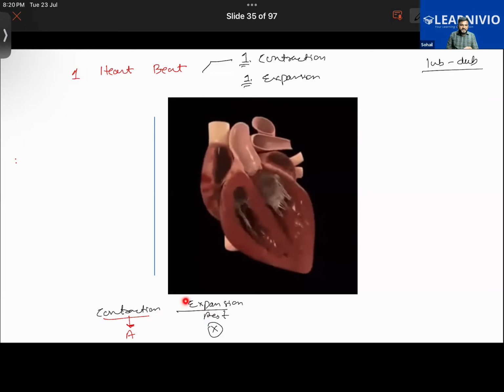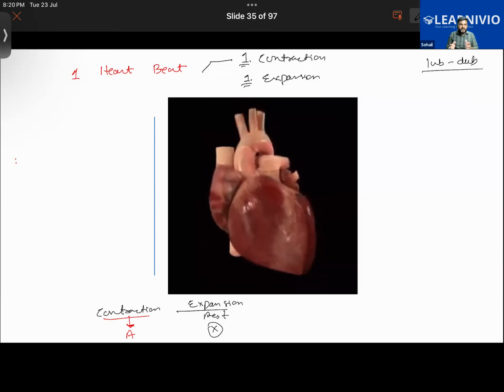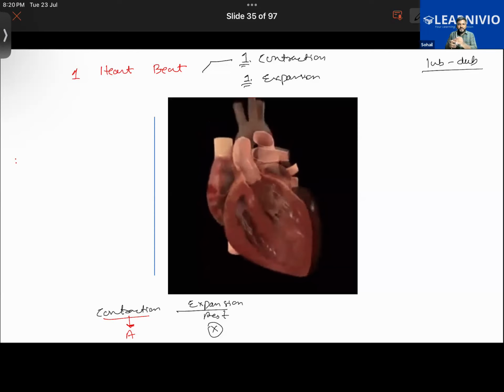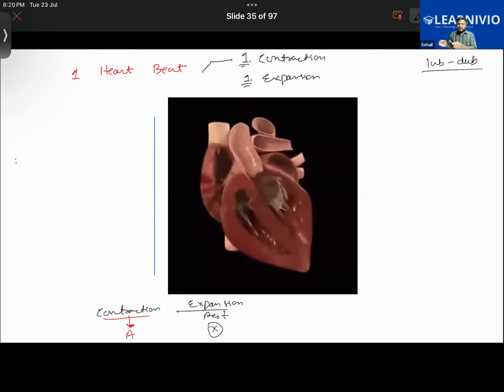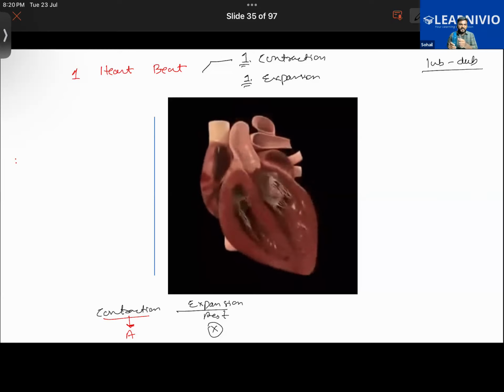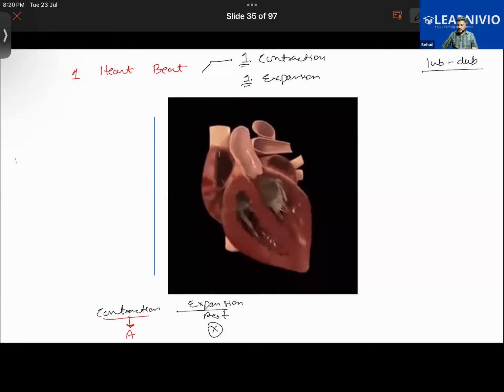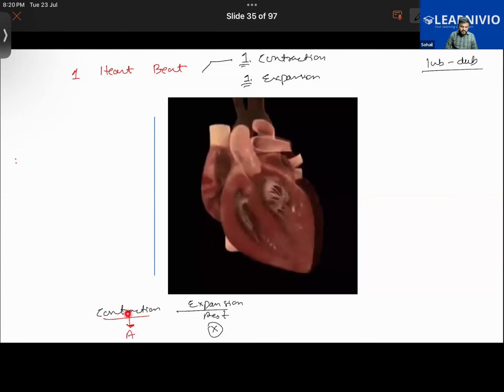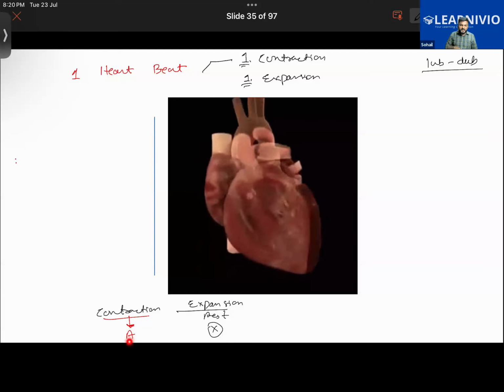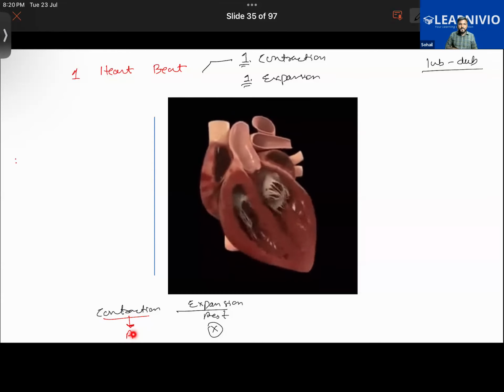First of all, as you can see in this animation, the heart is contracting. It is squeezing, right? And we know whenever you squeeze something, like this water bottle, the water will come out of it. So due to the contracting of the heart, the blood will come out of the heart and go into the artery, okay?